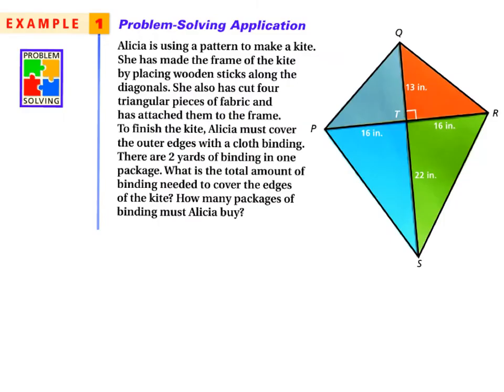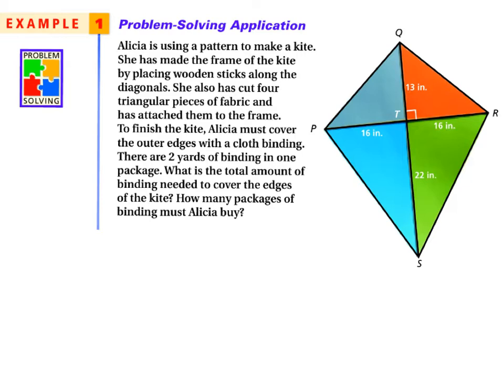Here's a problem solving example, example number 1. Alicia is using a pattern to make a kite. She has made the frame of the kite by placing wooden sticks along the diagonals. She also has cut 4 triangular pieces of fabric and has attached them to a frame. To finish the kite, Alicia must cover the outer edges with a cloth binding. There are 2 yards of binding in one package. What is the total amount of binding needed to cover the edges of the kite? How many packages of binding must Alicia buy?